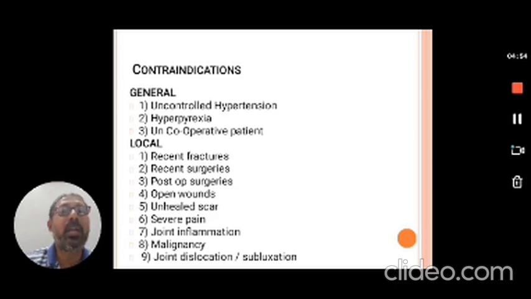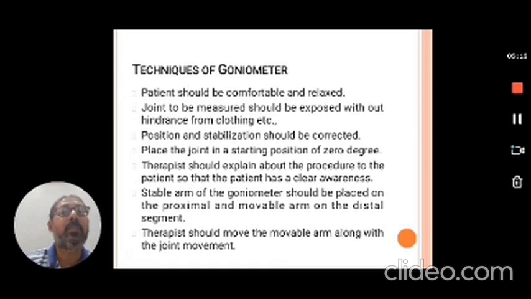And these are the contraindications. To be specific, for general, uncontrolled hypertension, hyperpyrexia and an uncooperative patient. For local contraindications, any recent fractures, recent surgeries, post-op surgeries, open wounds, unhealed scars, severe pain, joint inflammation, malignancies, and joint dislocations or subluxations could be considered.